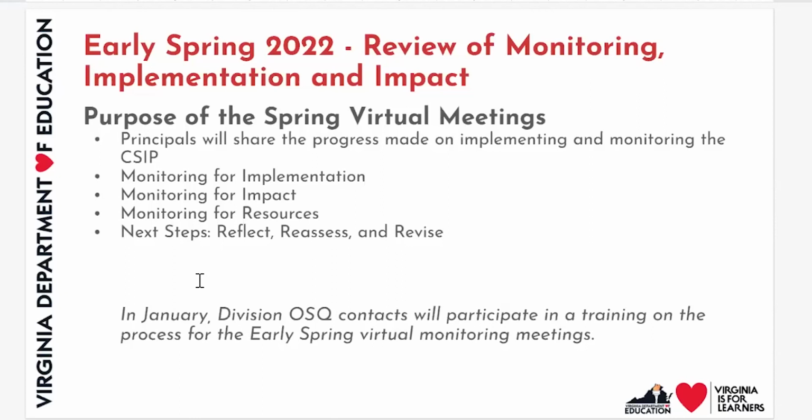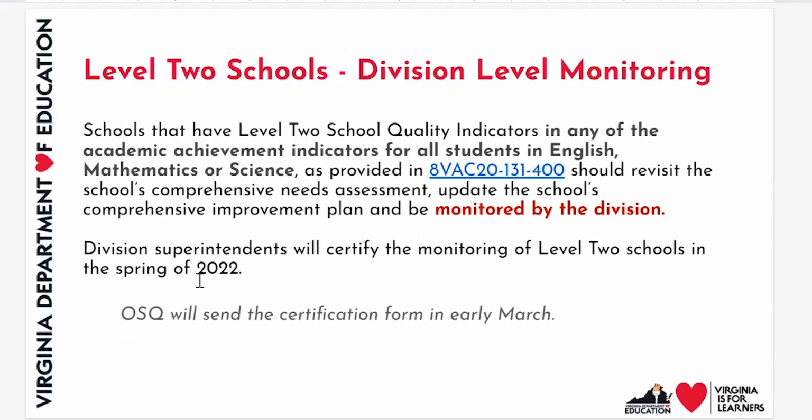So think about this, that we're having these fall meetings to really set you up for success with your school improvement plan. And then in the spring, coming back to it and seeing that impact and that implementation, how it's going. So we want you to have the best chance to be successful with student outcomes and student achievement for your school. Level 2 schools, this remains division level monitoring.